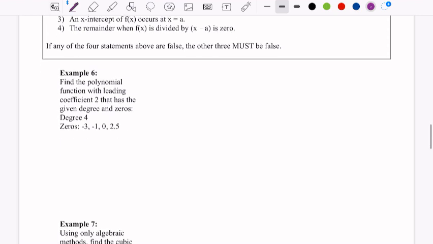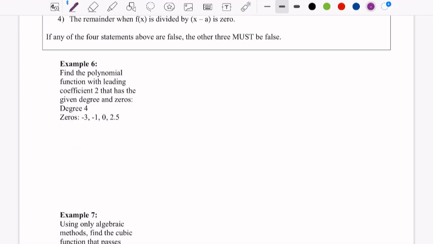Okay, so example 6: we're going to find the polynomial function with leading coefficient 2 that has the given degree and zeros. This polynomial has a degree of 4, and it has 4 zeros: negative 3, negative 1, 0, and 2.5. So first, if we start writing out our polynomial, I'm going to have f of x equals, okay, I have a leading coefficient of 2, and then I write all of my zeros.